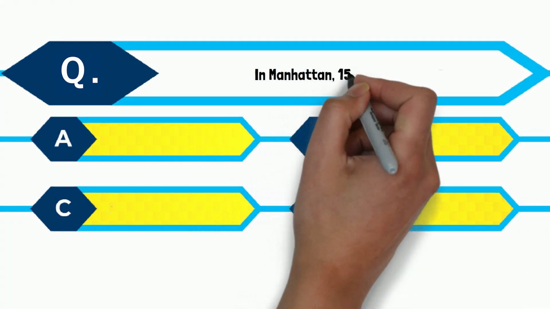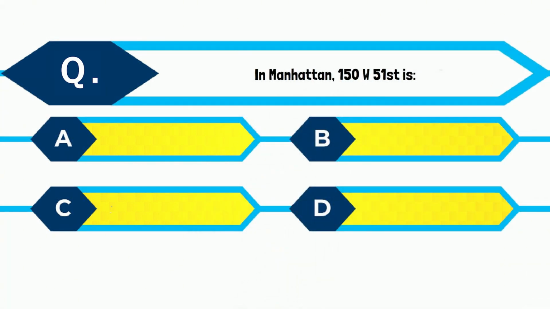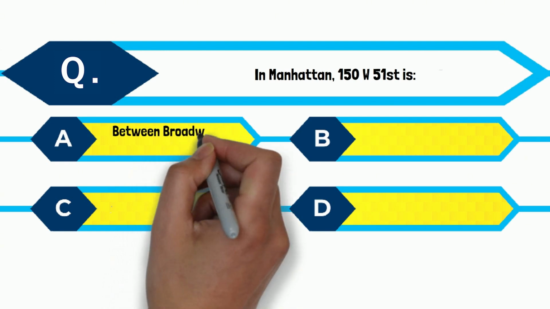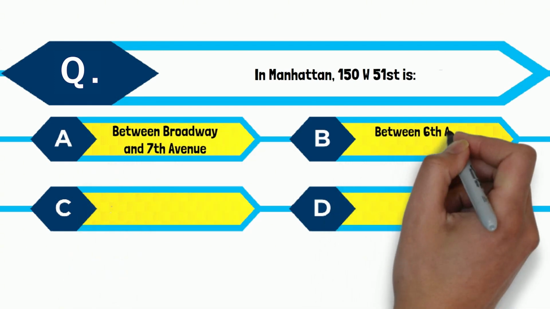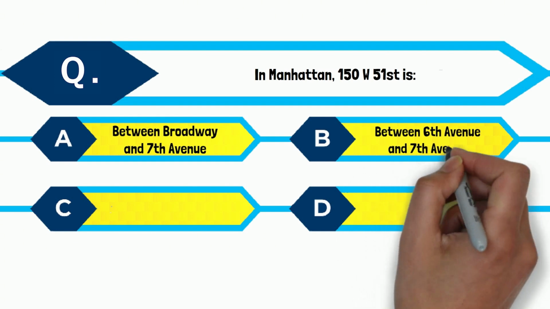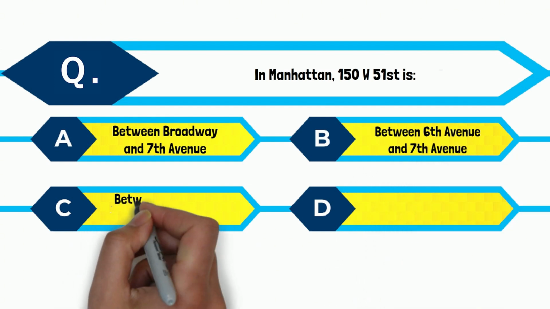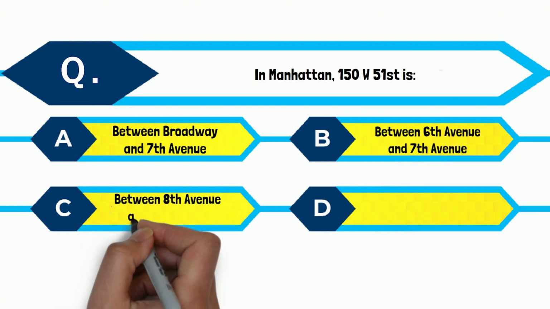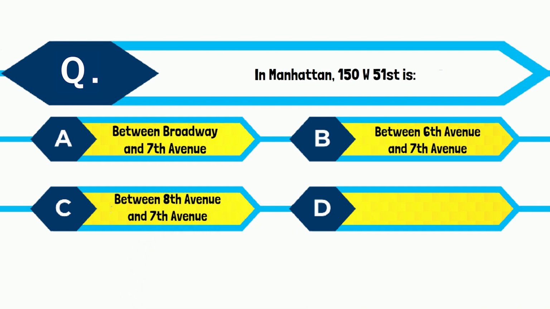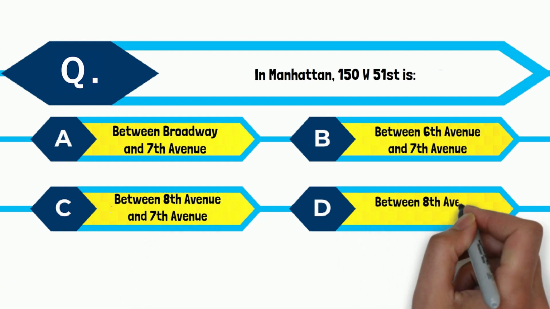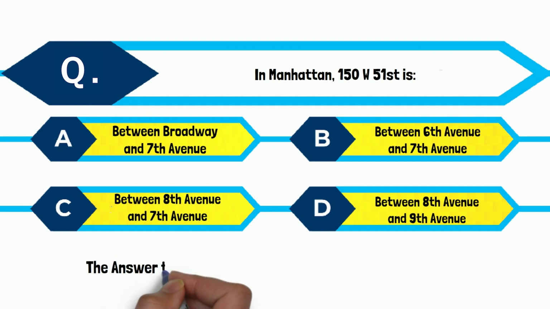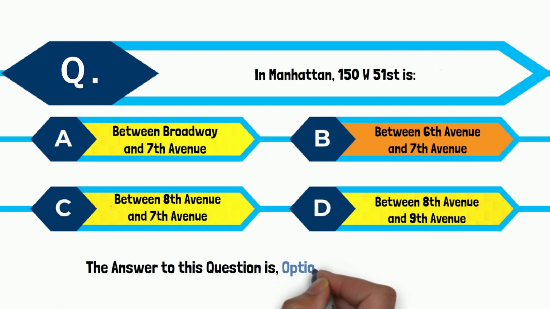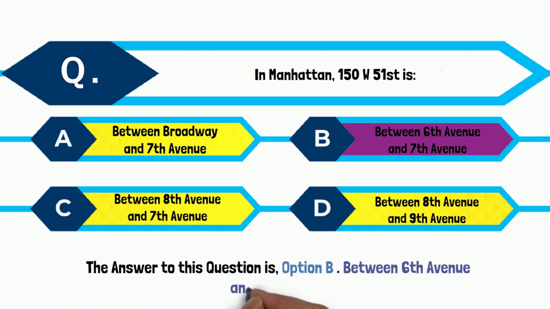In Manhattan, 150 W 51st is: Option A, between Broadway and 7th Avenue. Option B, between 6th Avenue and 7th Avenue. Option C, between 8th Avenue and 7th Avenue. Option D, between 8th Avenue and 9th Avenue. The answer to this question is option B, between 6th Avenue and 7th Avenue.